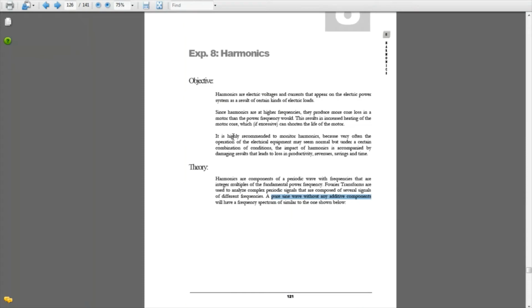It is highly recommended to monitor harmonics because very often the operation of the electric equipment may seem normal, but under certain combinations of conditions, the impact of harmonics is accompanied by damaging results. And that's why for today we want to study harmonics and how to monitor our system.